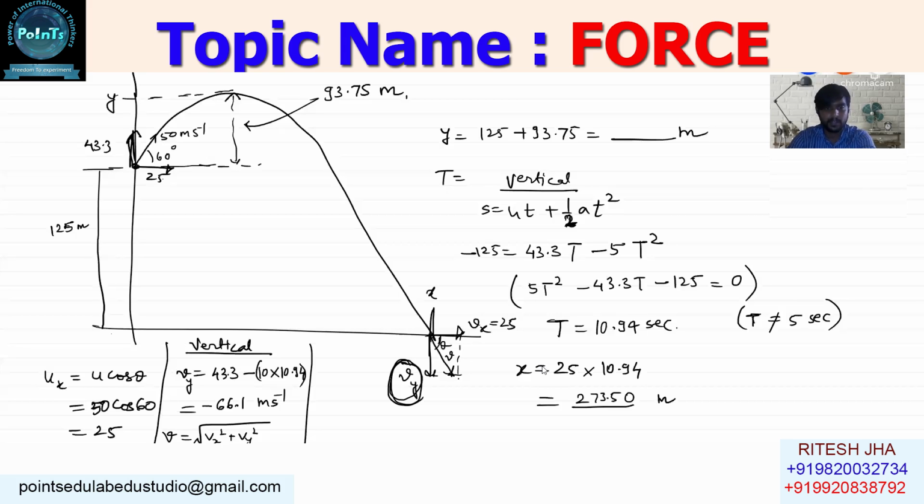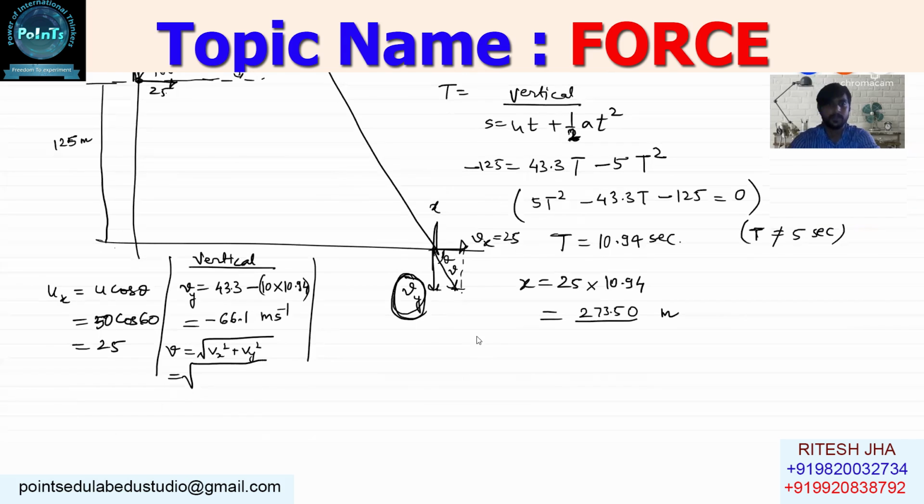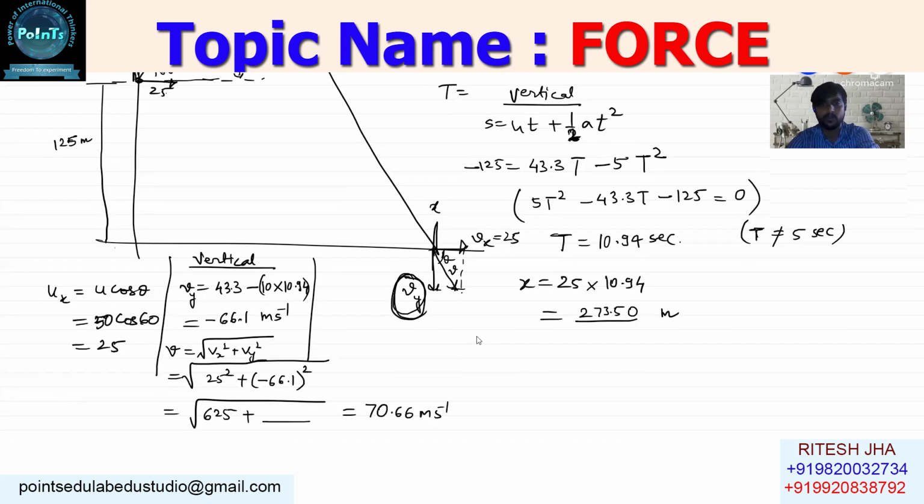See, the thing is, you'll be taking the positive value. So this will be equal to 25 squared plus the bracket negative 66.1, the whole squared. So when you do this, 625 plus whatever this value is, that also will be positive. Ultimately, you'll be getting the positive answer. So we got V equal to 70.66 meters per second.